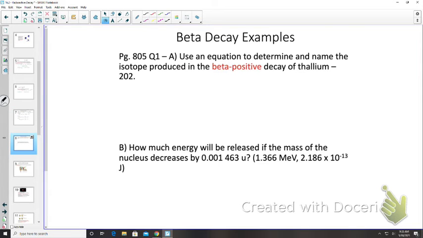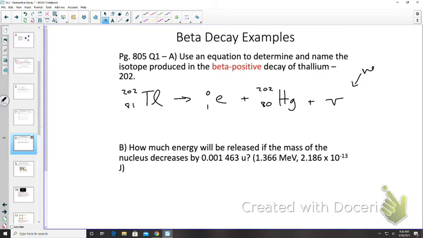All right, so let's get into some beta positive decay. Use an equation to determine and name the isotope produced in the beta positive decay of thallium-202. So thallium has 81 protons and a mass number of 202. Thallium is undergoing beta positive decay, so we have a positive 1 there. To make sure that is balanced, we need something that has 80 protons and mass number 202, so that is mercury. And because this is beta positive decay, we're going to have a neutrino being emitted. So there is our beta positive decay equation.